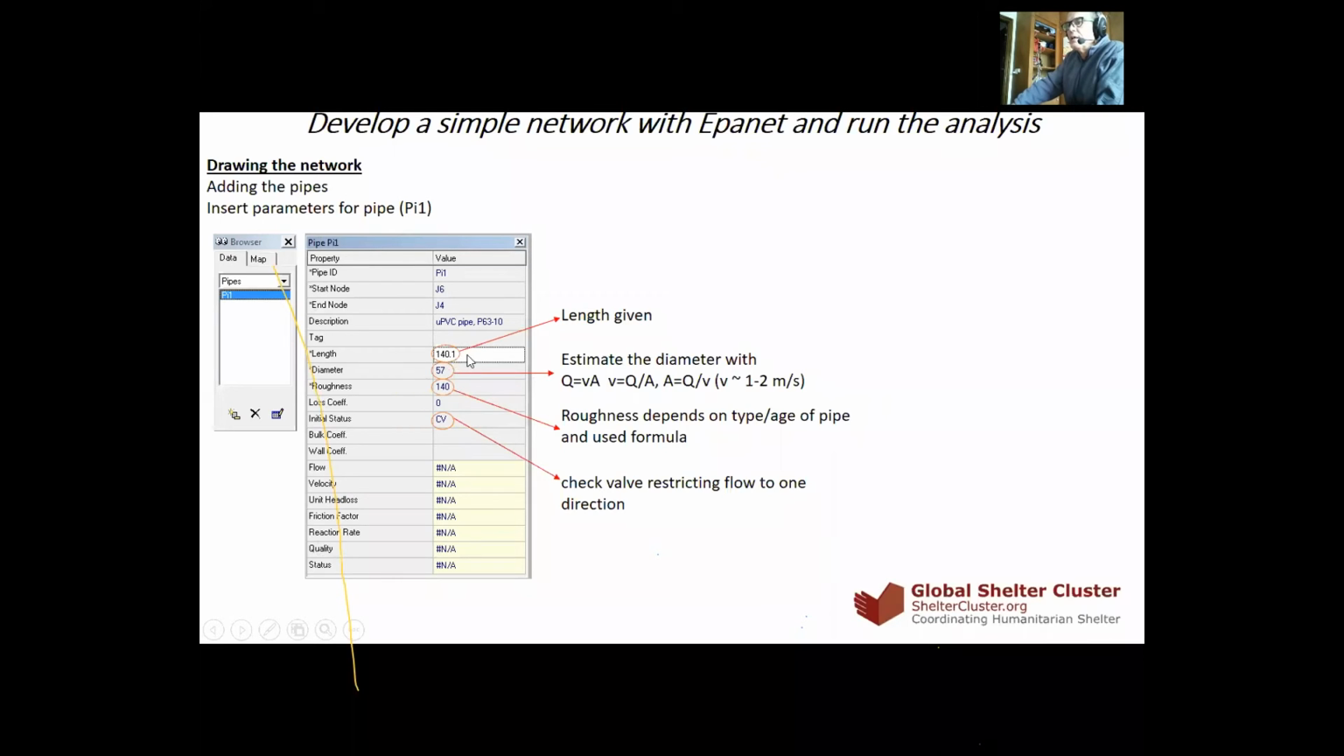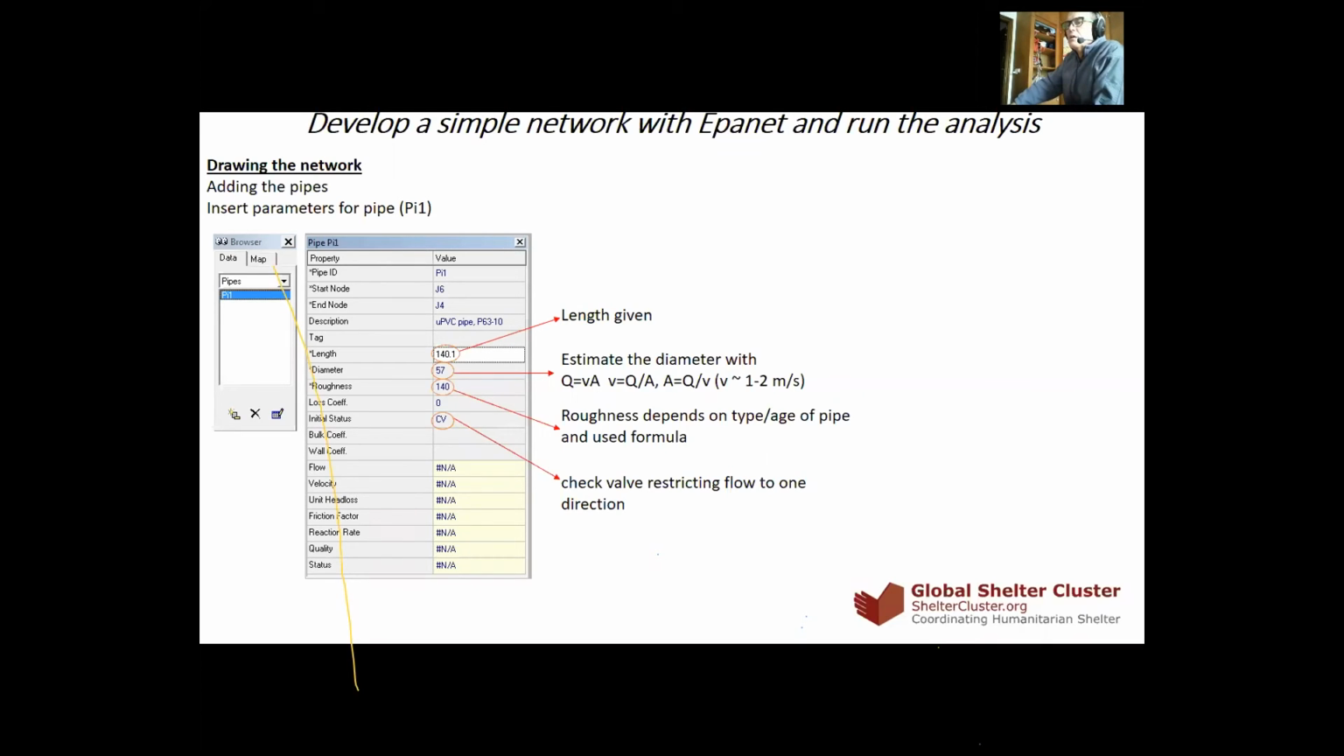Here, manually, you give the length. If you already know what type of pipe you want to use, you just give the internal diameter of the pipe in millimeters. If you don't know what type of pipe you want to use, you estimate the diameter in a way that your speed is maximum 2 meters per second. Don't use high speed of water in the pipe, for the reason that I was telling before.